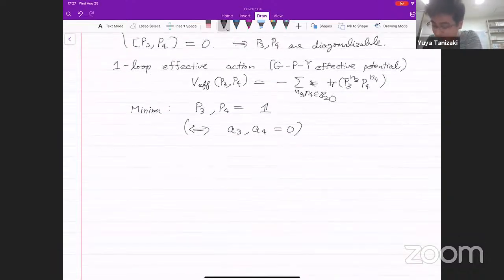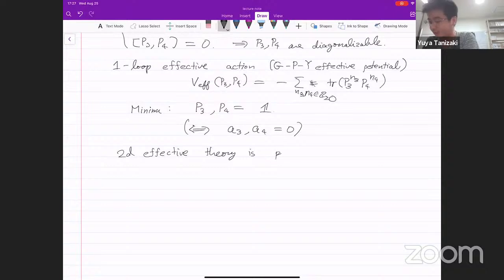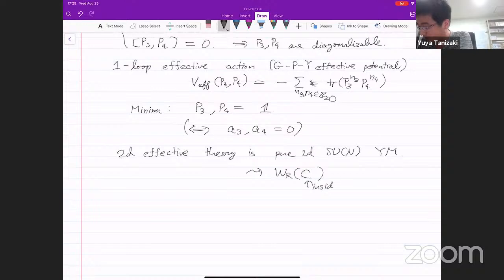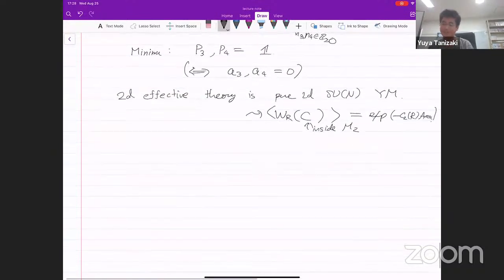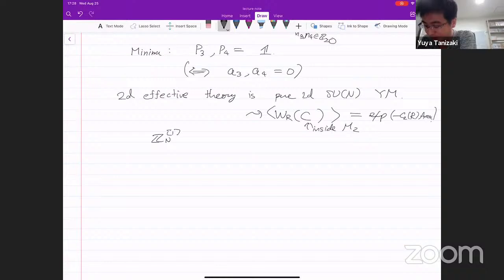And that means that the 2D effective theory would be just a pure 2D SU(N) Yang-Mills. And consequently, as Tin pointed out, the confinement of the Wilson loop inside M2 is showing some area law, something like this. So in some sense, this is already confining. Or in other words, the Z_N one-form symmetry in 2D is unbroken in modern terminology.